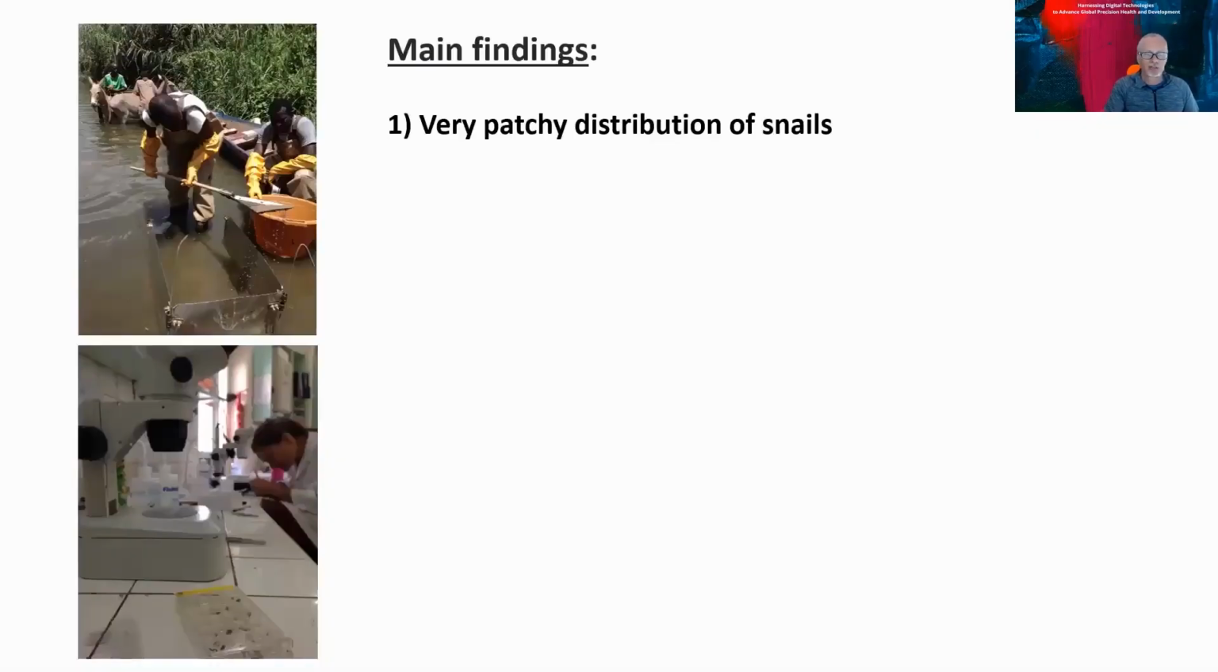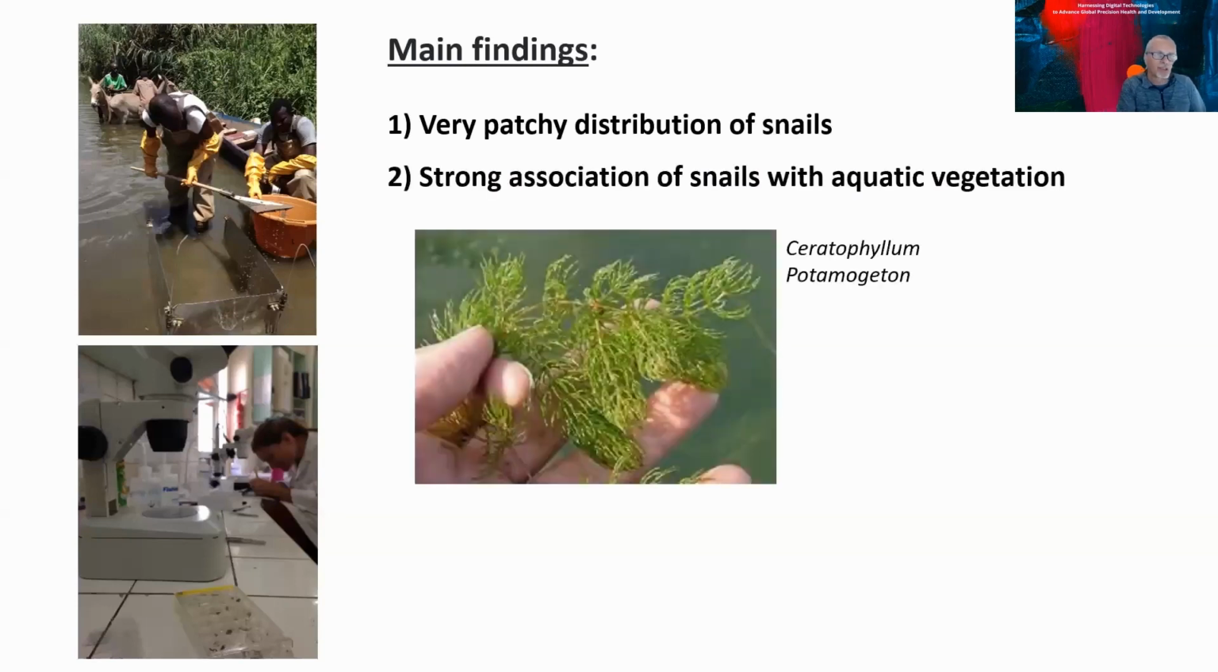First, we found a very patchy and very ephemeral distribution, with snails aggregated in clusters here and there, kind of difficult to find. But we also saw that there was a strong association of snails with certain types of aquatic vegetation, like ceratophyllum, very easy to identify visually, like, for instance, from this picture.